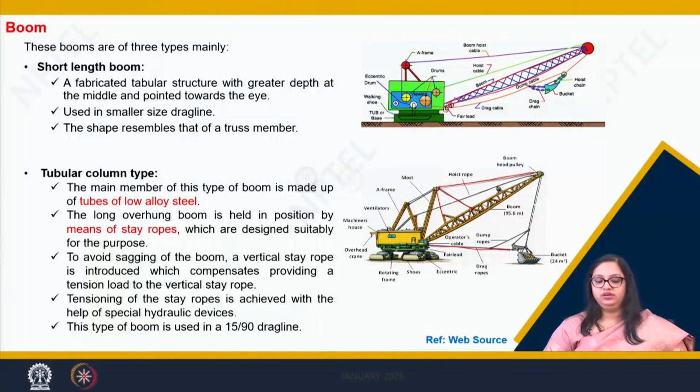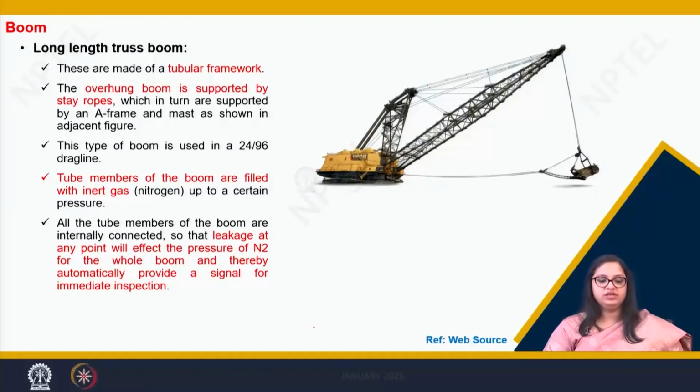Now, this tubular column type of booms may be made up of solid cylinders or hollow cylinders, and with these stay ropes they can achieve the stability. This type of boom is generally used in 15 by 90 dragline. What is 15? 15 is the cubic meter of the bucket, that is the volume of the bucket, and 90 is the length of the dragline.